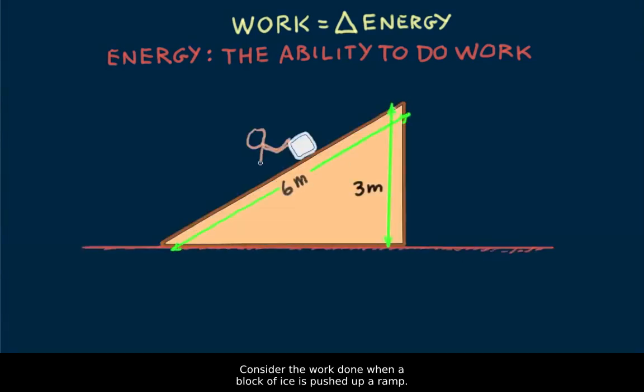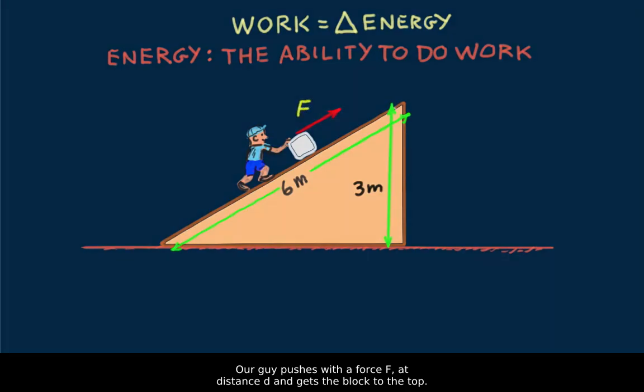Consider the work done when a block of ice is pushed up a ramp. For simplicity, we'll assume no friction between the block and the ramp. Our guy pushes with a force F, a distance d, and gets the block to the top. We'll assume the weight of the block is 400 newtons.